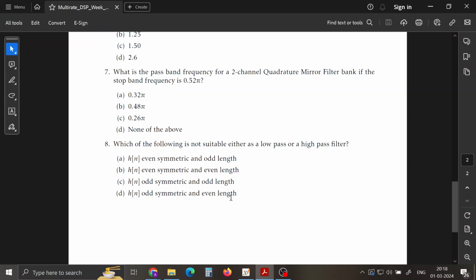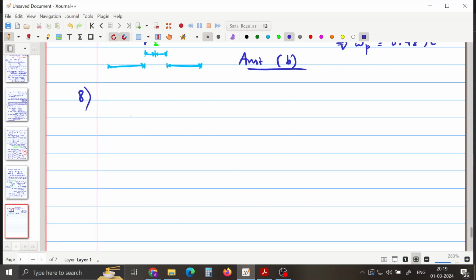The conditions for the filter are given in the options, whether h of n should be even symmetric and of odd length, even symmetric, even length, and so on. So you can solve it generally, but what I will do is I'll take some examples, illustrate with simple examples, choose some arbitrary filters, and check whether it satisfies the constraint or not. Okay, so let's do that.